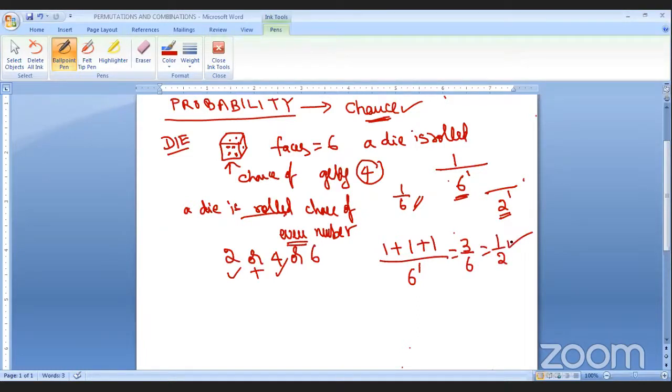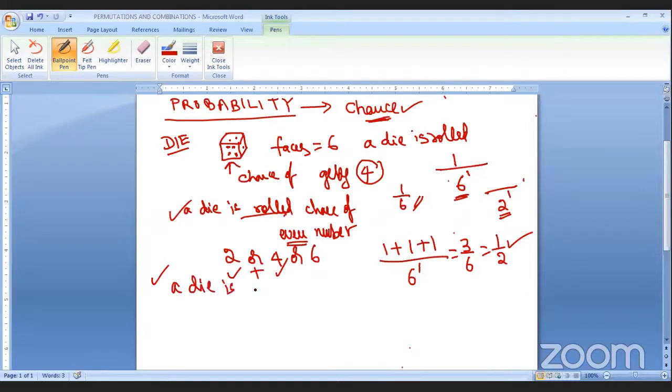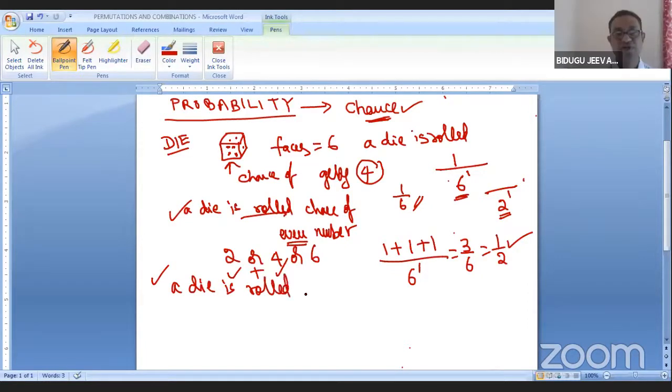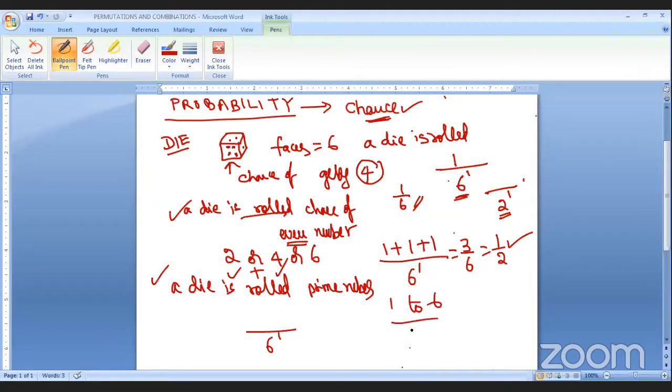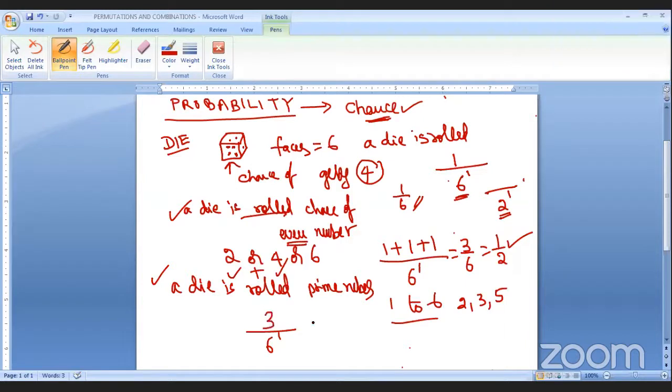Clear all of you? Yes, sir. Another question. A die is rolled. What is the chance of getting a prime number? What is the denominator here? 6 power 1. How many prime numbers are there from 1 to 6? 2, 3, 5. 3. So 1 by 2.